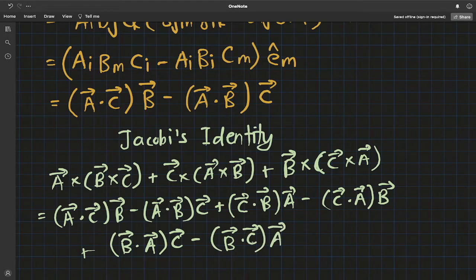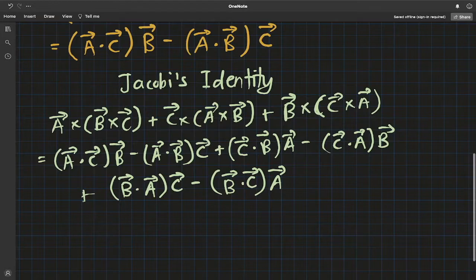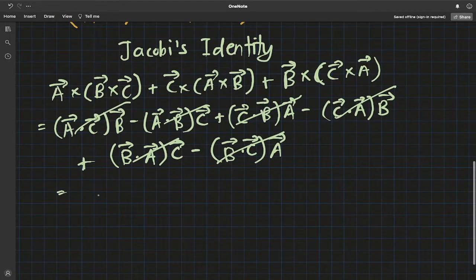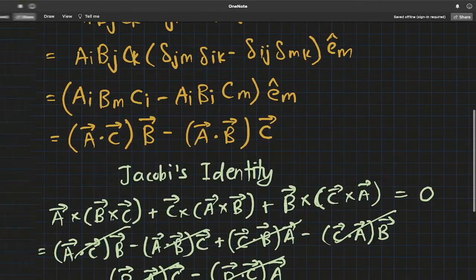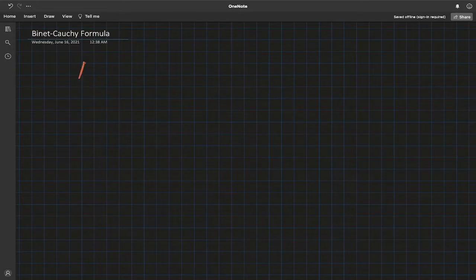And because of the commutative nature of the dot product, notice the terms that cancel. So c dot b is same as b dot c, so this cancels out with this. Same goes for this and the first term, and this and this term. So all we're left with is 0, and that is Jacobi's identity. This is equal to 0. So yeah, this is pretty neat. I really like it. Okay, let's do another one.